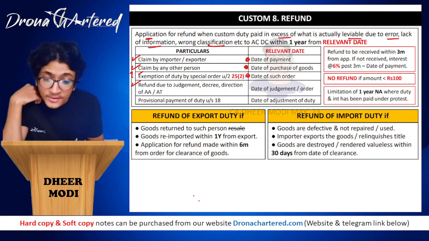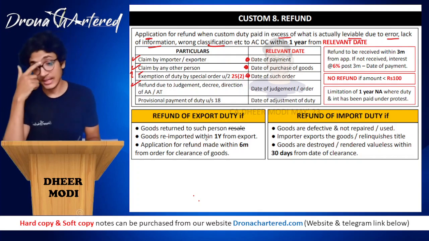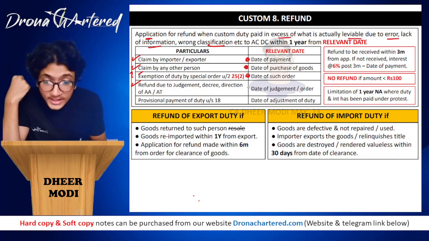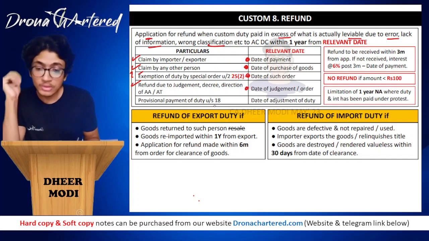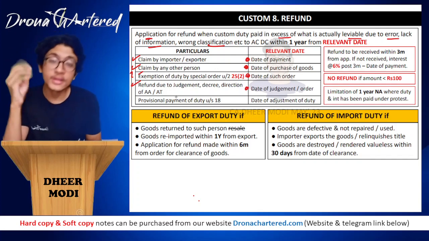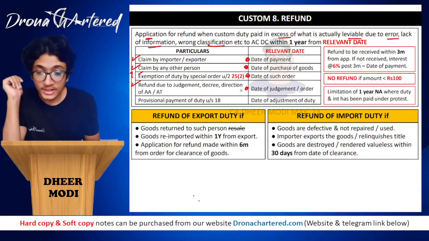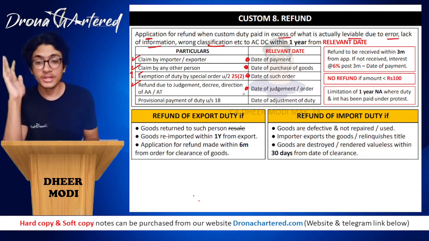Next, refund due to judgment, decree, direction of your AA or your AT. So in such a case, it will be the date of your judgment or order. Okay. So this is basically your tribunal. So if refund is due to judgment, decree or direction of, then it is the date when such direction has been passed.